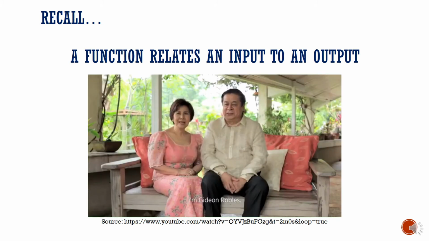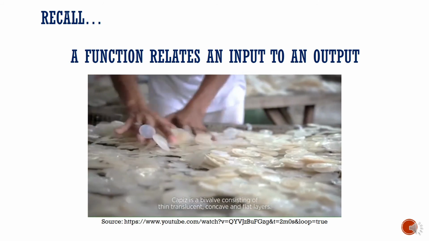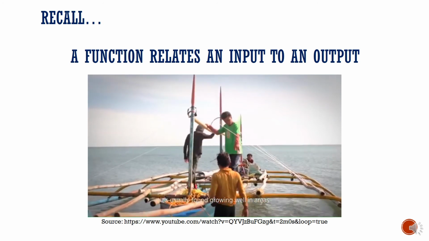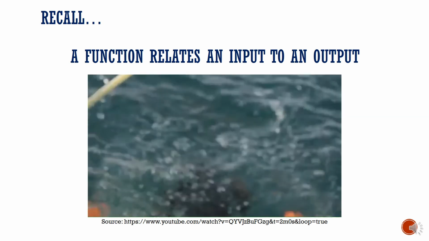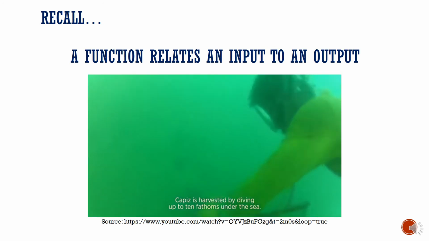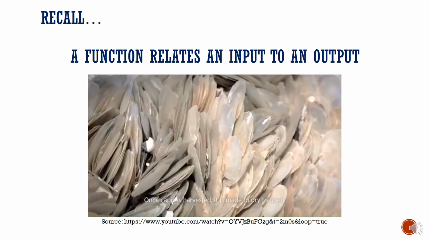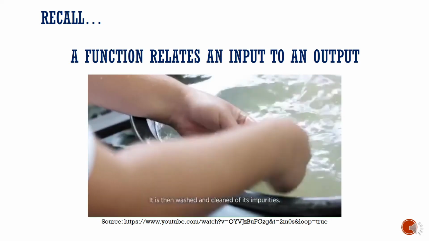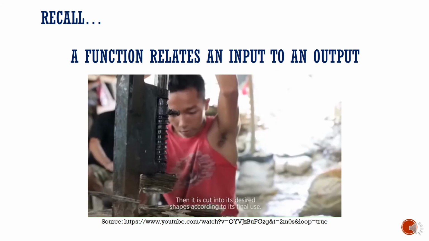I'm Gichun Robes. I'm Petrobus. Together, we work in a company producing capiz. Capiz is a bivalve consisting of thin, translucent, concave, and flat layers. It's usually found or growing well in areas where the salt water and the freshwater meet. Capiz is harvested by diving up to 10 fathoms under the sea. Once capiz is harvested, it is made to dry to open. It is then washed and cleaned of its impurities. Then, it is cut into its desired shapes according to its final use.